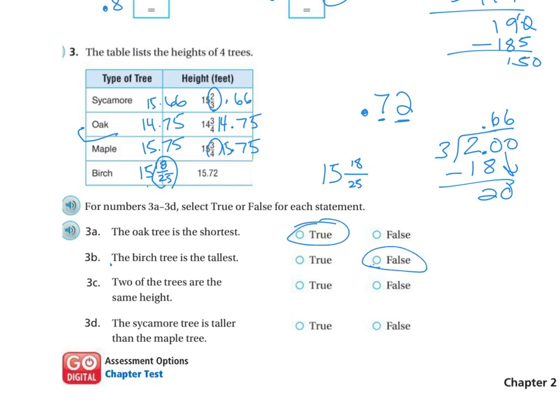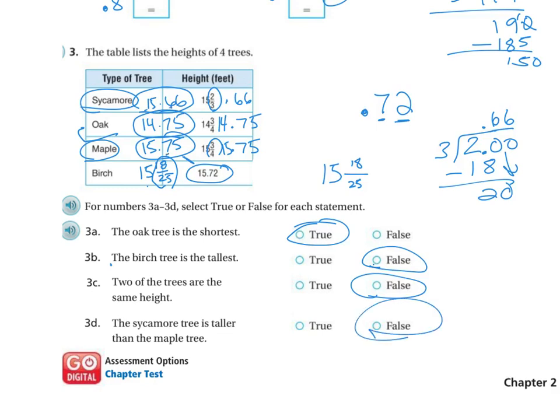The 2 trees that are the same, 2 of the trees are the same height. Well, we have 15.66, 14.75, 15.75, and 15.72, so that is false. These 2 are very close. They're just off by 3/100ths. The sycamore tree is taller than the maple tree. So here's my sycamore tree, 15.66. My maple tree is 15.75. Well, the 7 is bigger than the 6. So that is false.